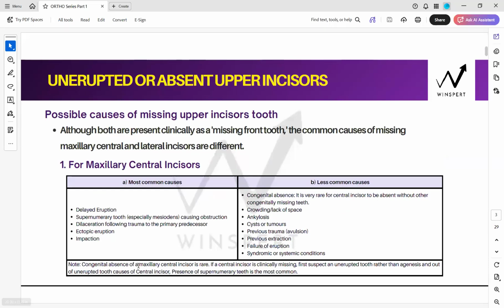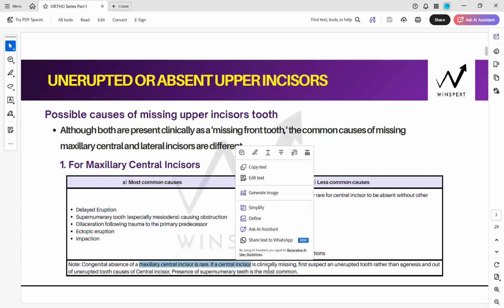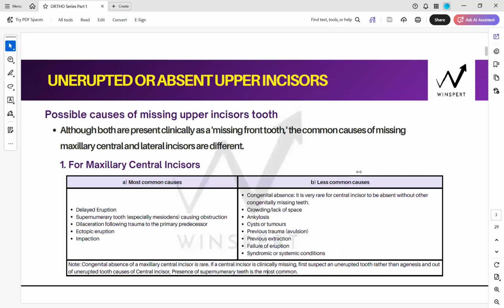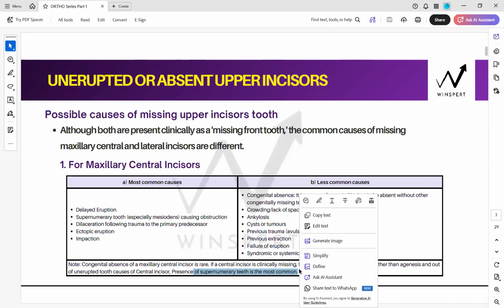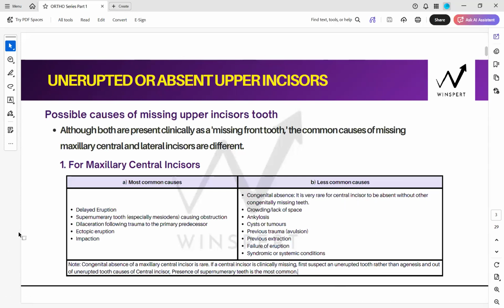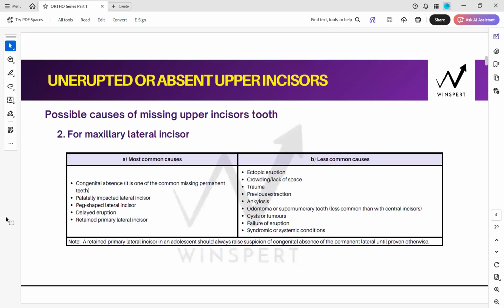Whereas congenital absence of a maxillary central is rare, and if a central incisor is clinically missing, first suspect an unerupted tooth. It is an impacted tooth, it is not erupted, it's a delayed eruption rather than agenesis. And out of the unerupted tooth causes in central incisors, supernumerary is the most common. Does that make sense for everyone here? So supernumerary for central incisor, congenital agenesis for lateral incisor. Those are your two very common exam questions, and that's your accurate answer right there.